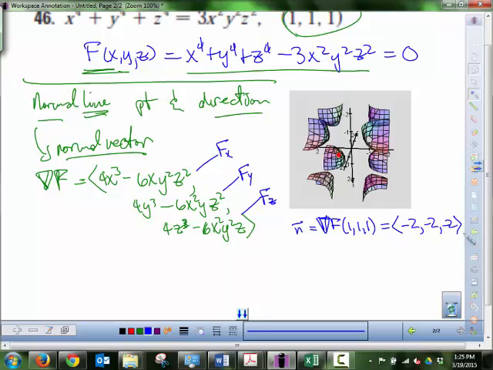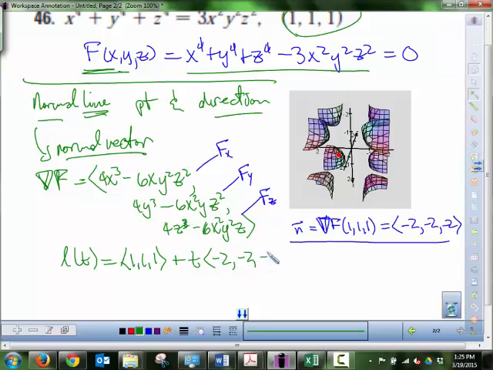You can scale this down to 1, 1, 1, or negative 1, negative 1, negative 1, because all we want is the direction. We don't really care about the magnitude of this vector. I'll leave it like that. So we found the direction, and then we have the point. So the equation of the line, we'll call it L of t, is equal to the point plus t times the direction and you have an equation of the line.